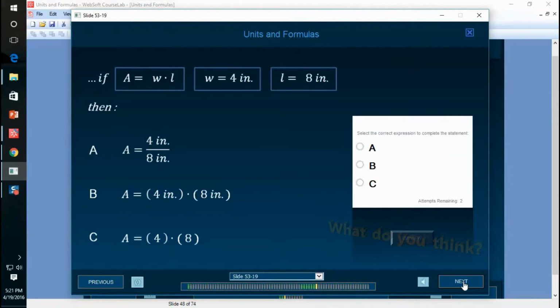If the area equals the width times the length, and the width equals 4 inches, and the length equals 8 inches, then which of the following is the first step in the calculation process? The correct replacements are answer choice B. Nicely done.